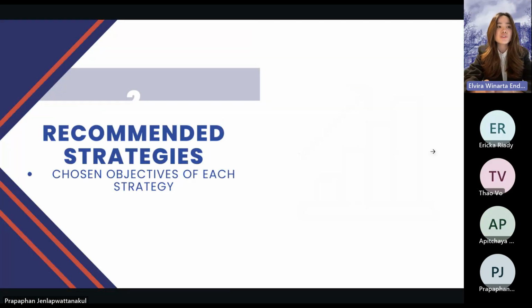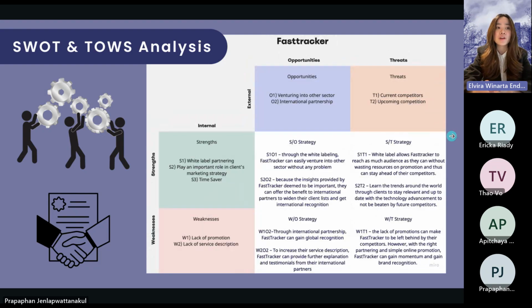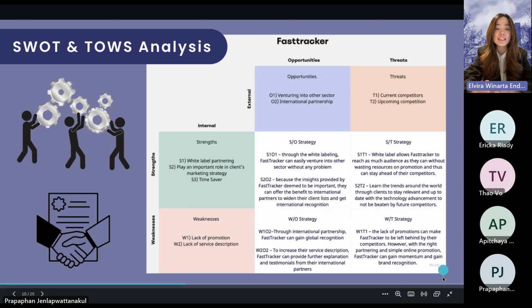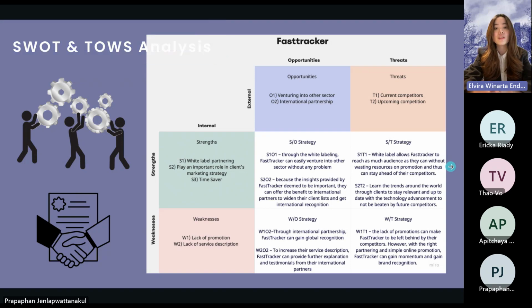From the research, we generated the SWOT analysis to learn the internal factors that could affect FastTracker. FastTracker has some great strengths that can help them differentiate from their competitors, such as the white labeling. However, they need to minimize their weaknesses in order to reduce the threats from their competitors, upcoming and current. From the SWOT analysis, we come up with the TOWS strategy, and we created several strategies by mixing the 4 factors. From this, we choose 3 key objectives that we think are possible for FastTracker to do.